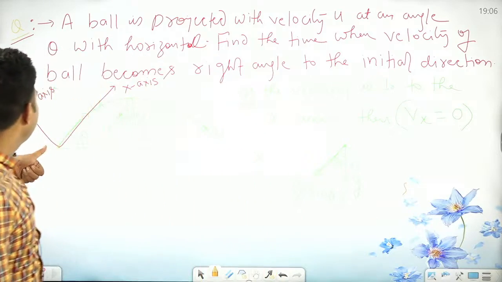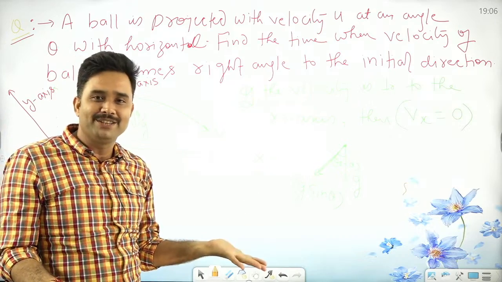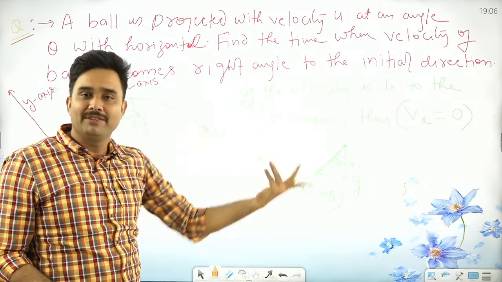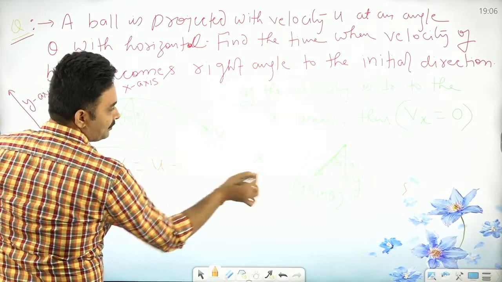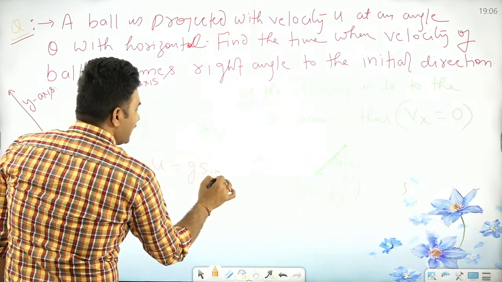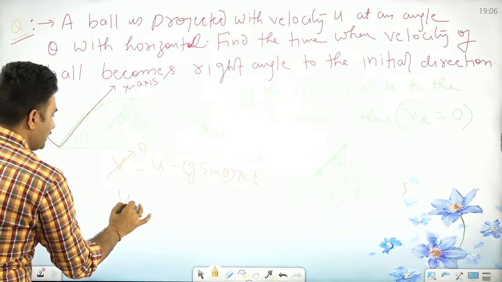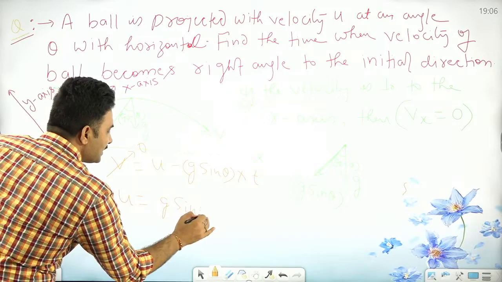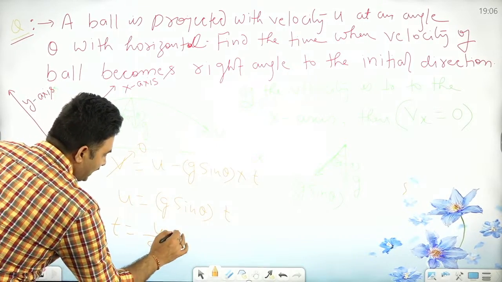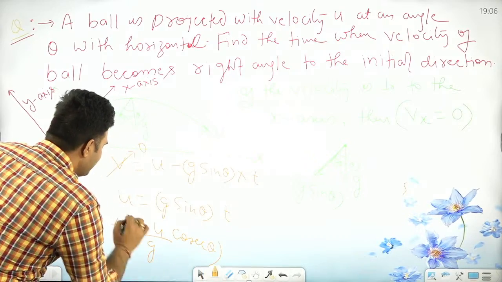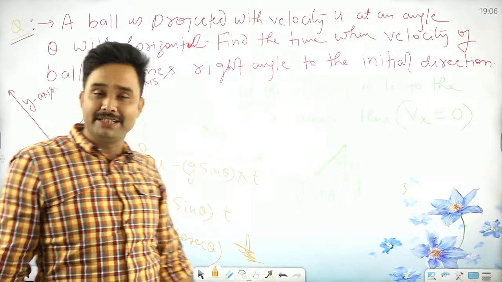The ball is moving with velocity u. After what time is the final velocity 0? That is the time when the velocity becomes perpendicular. Normally we can say v equals u minus g sine theta into t. Final velocity must be 0, so u equals g sine theta into t. T can be found as u by g into cosec theta. This is the time after which the velocity of the ball becomes perpendicular to the initial direction.